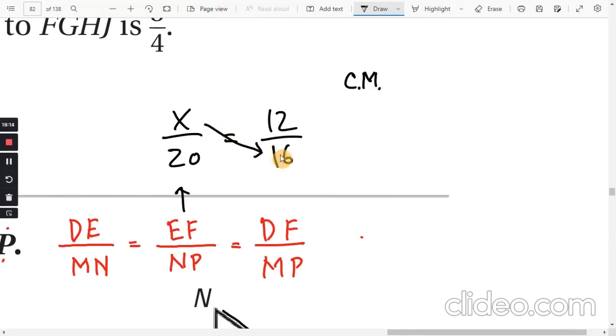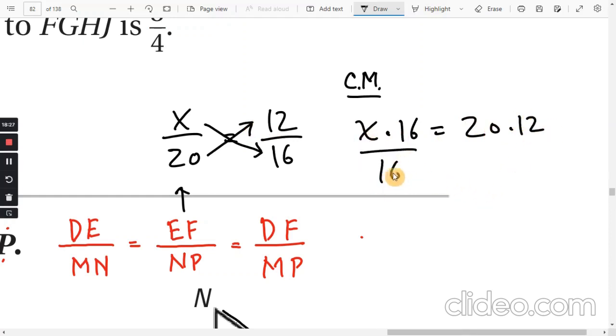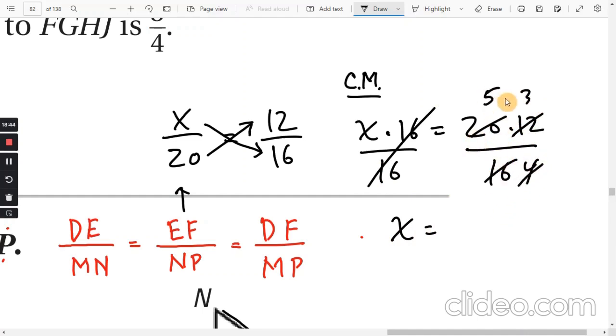Top times bottom is going to be X times 16. Bottom times top is going to be 20 times 12. And the opposite of times 16 is divided by 16. And that cancels. You can use the calculator, but let's see. Divided by 4, this is 3. Divided by 4, this is 4. 20 divided by 4 is 5. And then 5 times 3 is 15. All right, if you did the calculator, just do 20 times 12 divided by 16.